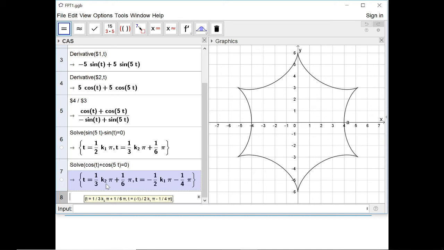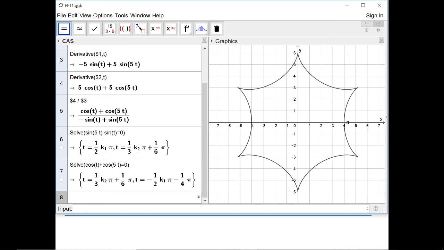And you can see that this solution here, a third of k2 pi plus a sixth of pi, is the same as one of my solutions here. So this is immediately telling me that all of these solutions here, when this is 0, this is also 0. So I've got both the numerator and the denominator 0, so I'm not going to have the curve parallel to the y-axis there. And then for the second half, I've got a half k1 pi minus a quarter pi.